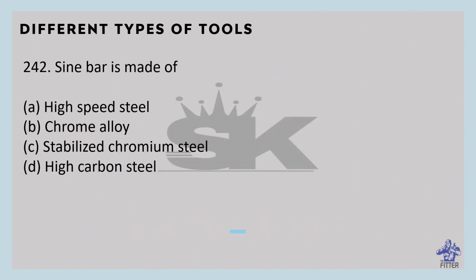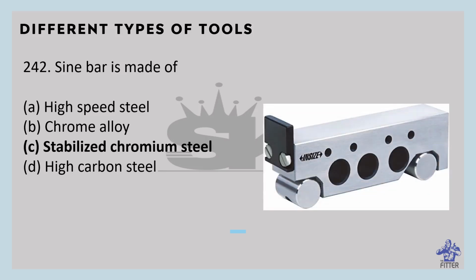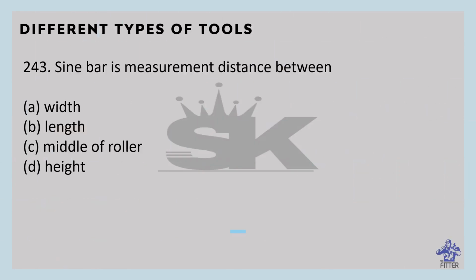The sine bar is made of what? The sine bar is an instrument used for measuring angles. It is specified by the distance between rollers. It is made of stabilized chromium steel. So this is the sine bar. The material used for the sine bar is stabilized chromium steel. The sine bar measures the distance between the middle of the rollers.